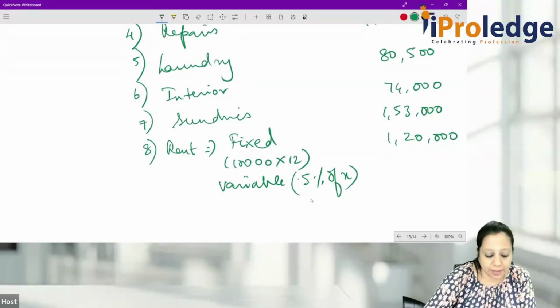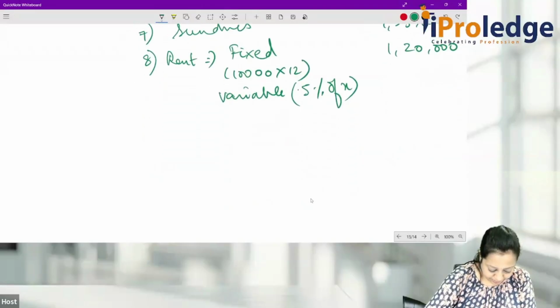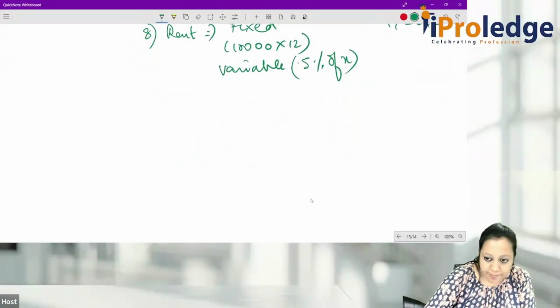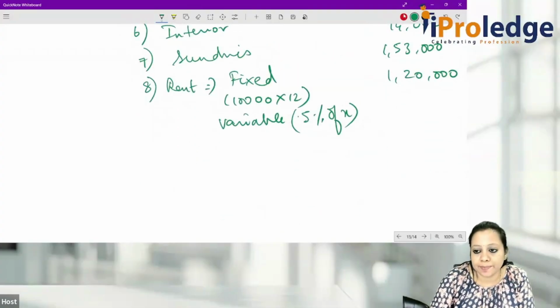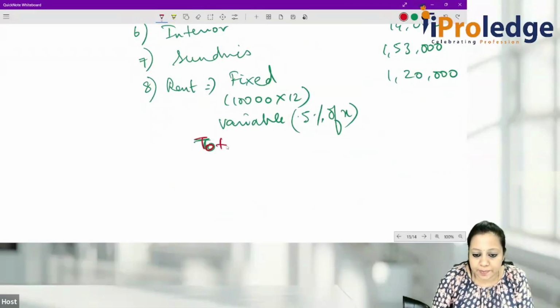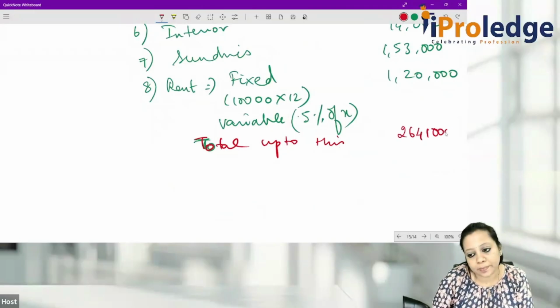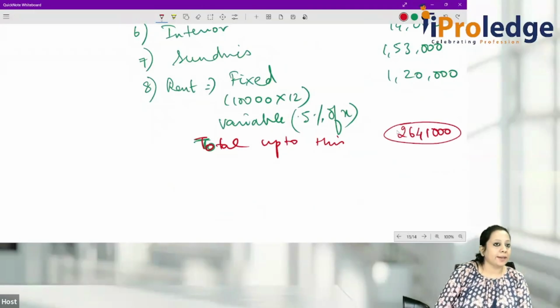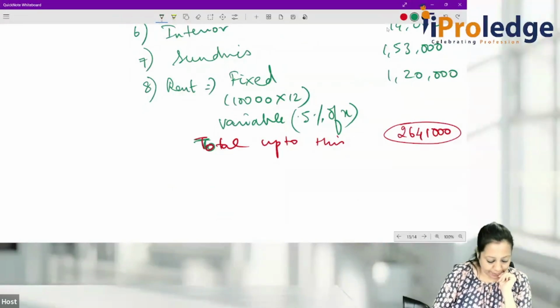So let us see how to do the calculation, everyone. Up to this, can you people please do the total, students, up to this? Yes. 26 lakh 40. I'm just writing in red ink and keeping it. Okay. All right. So now we will proceed.